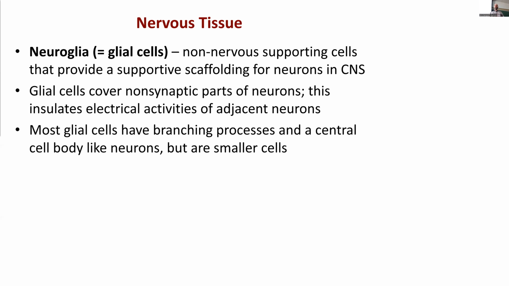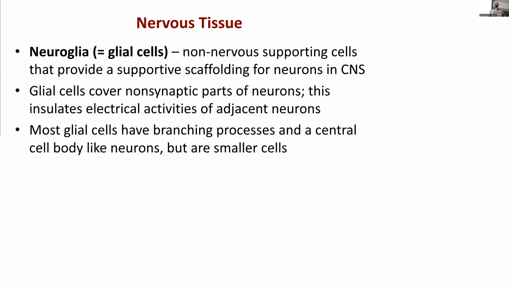Most of the glial cells have these branches, these different processes, and they have a cell body like a neuron, but they are generally smaller. So they have a kind of similar structure in some ways, and we'll see examples of that in just a second here. But I want you to know that they have cell bodies and they have processes, although their processes take on a different function compared to neurons.